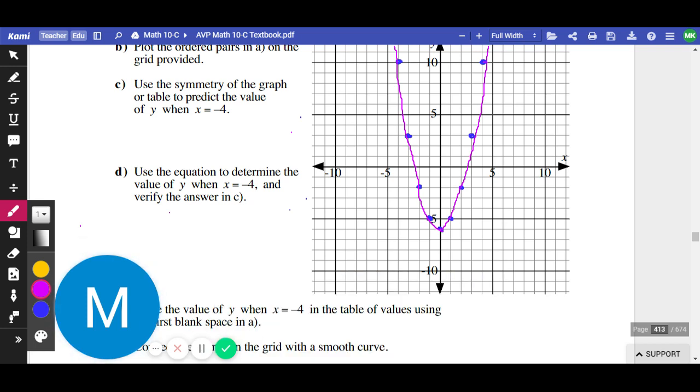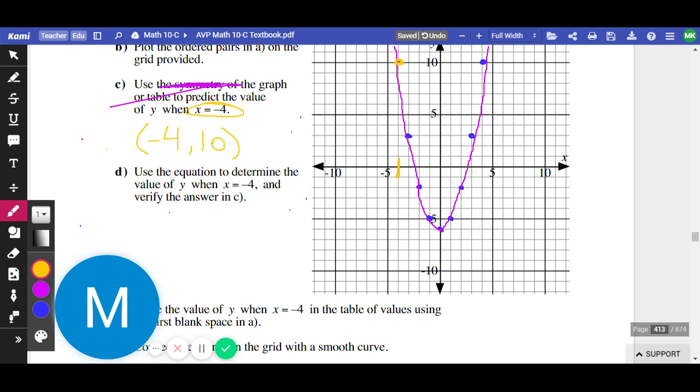Okay, let's just talk about what this says. So it says use the symmetry of the graph. Don't worry about the word symmetry, just use the graph. So use the graph or table to predict the value of y when x equals -4. What they've given me is an input of -4. They're saying go 4 to the left. And then figure out where on your graph you have a point that's 4 to the left. On my graph, all the way up here, I have a point that is 4 to the left. I went 4 to the left and up until I hit the graph. That gives me a point at -4, 10.